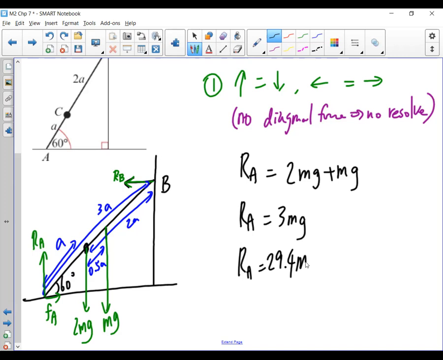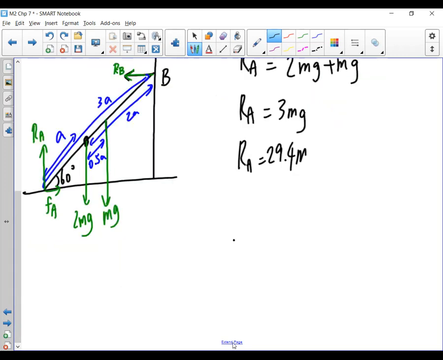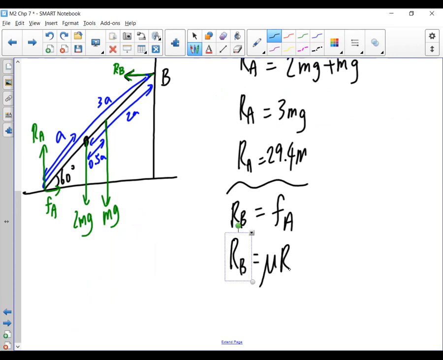To set the second equation, left equals right. So what forces point to left? We've got RB pointing to left. So RB equals the right force, F of A. Friction equals mu R. So RB equals mu R. But because this friction comes from A, therefore the reaction is also A. So again, F equals mu R.